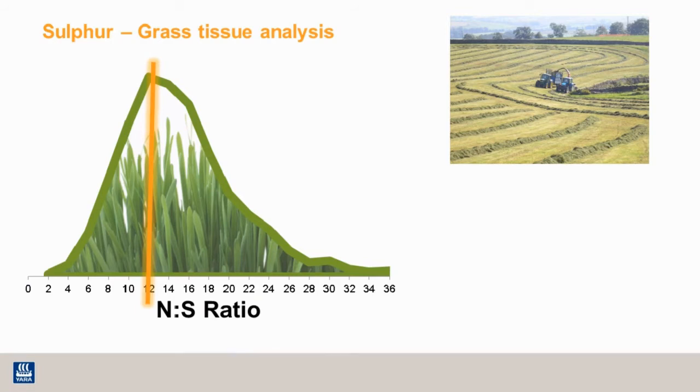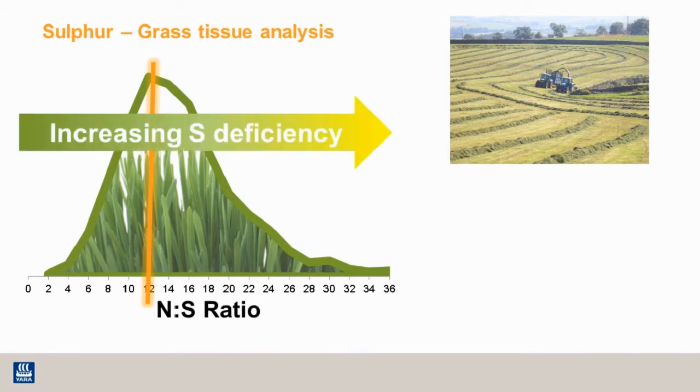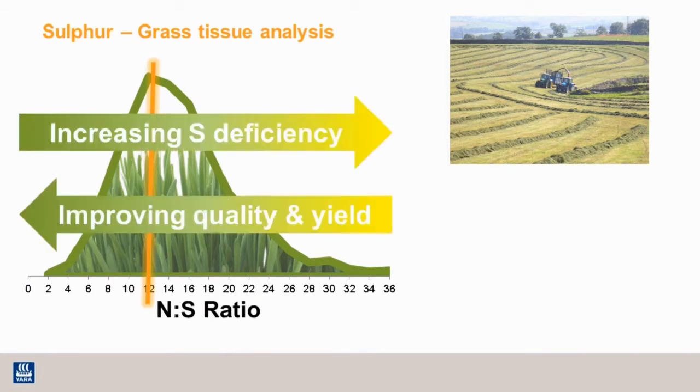So this chart here is showing you the long-term distribution of the many thousands of grass samples we've analysed in our laboratory. And I can tell you that around 2/3 of these samples have a nitrogen-sulfur ratio higher than 12:1. So we're getting it right about 1/3 of the time, but 2/3 of the time, I'd say there's an opportunity to look again at sulfur management and improve both yield and quality. And as I said before, this will impact on our nitrogen use.